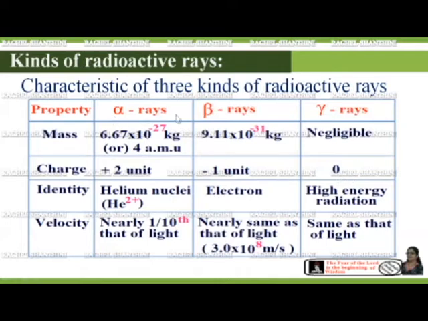The velocity of alpha rays is nearly 1/10 that of light, and the velocity of beta rays is nearly the same as that of light, that is 3.0 × 10^8 meters per second, and the velocity of gamma rays is the same as that of light.